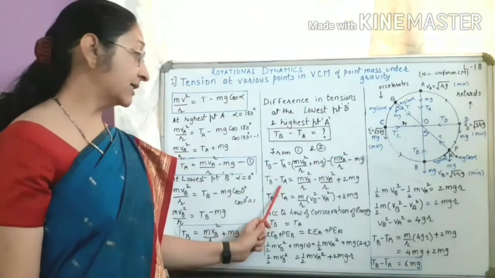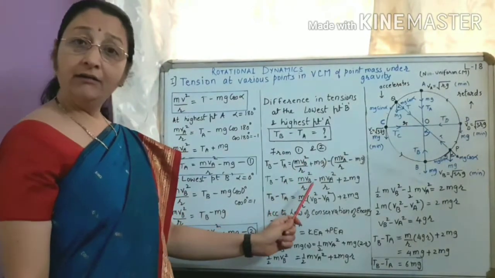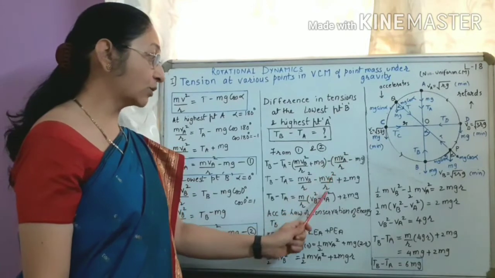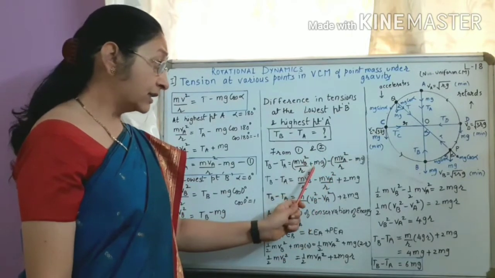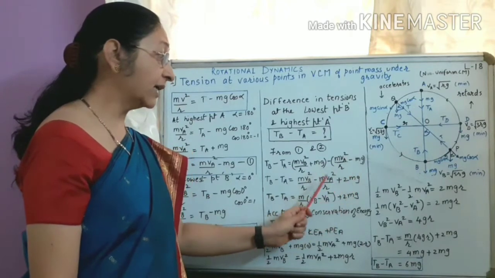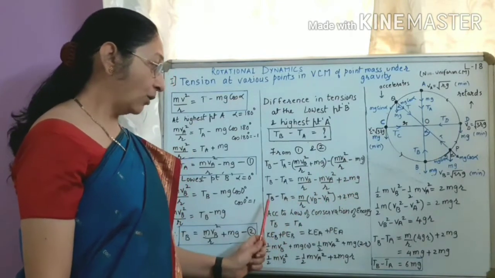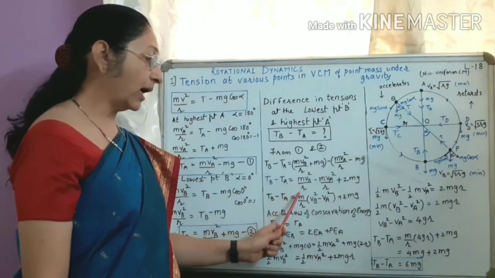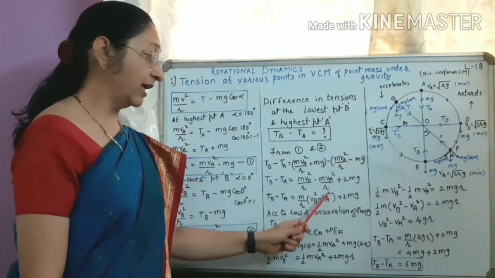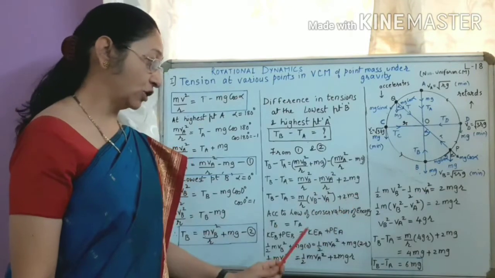So, TB minus TA, we rearrange it: mVB square upon R minus mVA square upon R, plus mg, and this minus minus becomes plus mg. So, we get plus 2 mg. Now, for TB minus TA, m upon R we take in common. So, we get m upon R times VB square minus VA square, plus 2 mg.